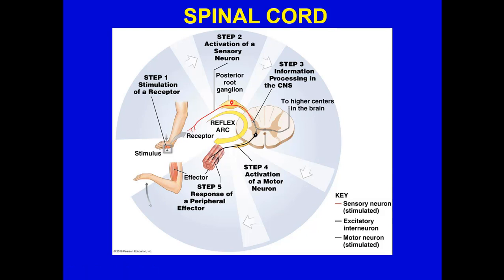The motor neuron passes information, motor impulses, to a specific area of skeletal muscles, the effector, and that's where I pull away. Okay? That's where I'm pulling away from the initial stimulation. It's a painful stimuli, okay?